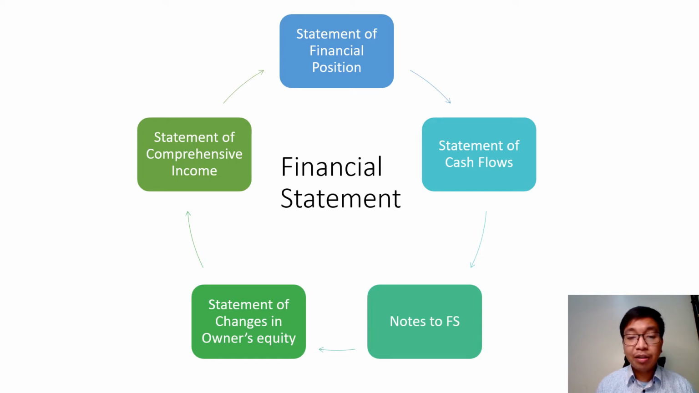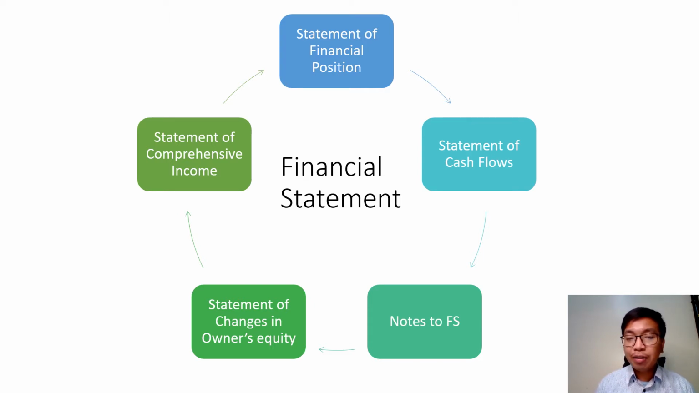Let's start with the statement of changes in owner's equity. In this statement, we'll be able to see how much the owner's equity changes over a period of time. For example, if the beginning capital is 1 million, and after the calendar year ends it became 2 million, then there is a 1 million change in owner's equity, and that can be seen in the statement of changes in owner's equity.